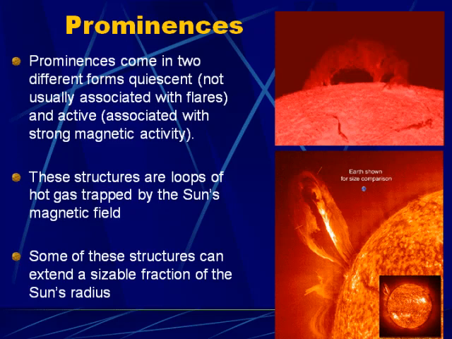Some of these prominences are exceptionally impressive just due to the sheer size. Here is what the sun would look like if the Earth were next to the sun. And for size comparisons, look at how big this prominence is compared to the Earth.